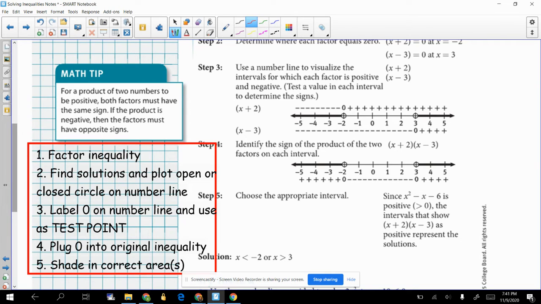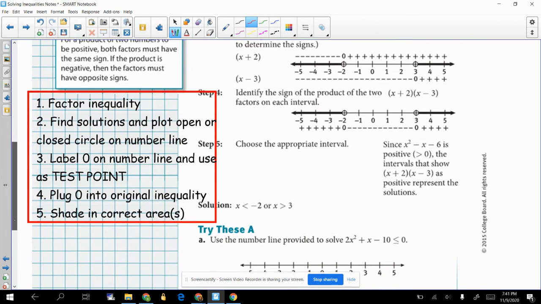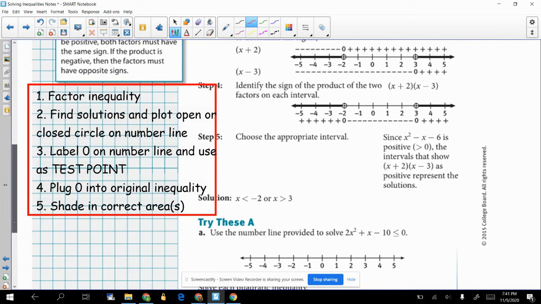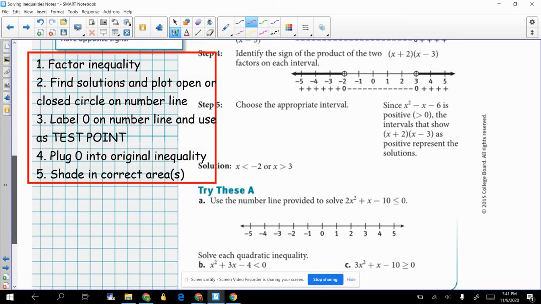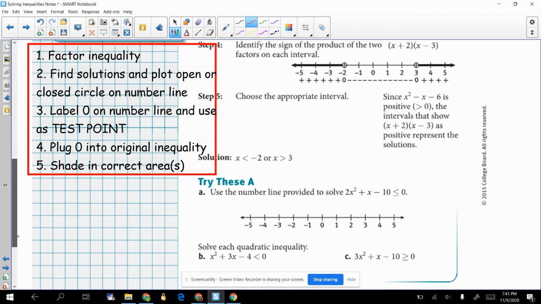And step 3 is where I'm going to differ just a little bit. Instead of using the signs that they do, we're just going to test a point. So if you look at what's in this little red box over here, you may want to jot these down. Step 1, we're going to factor the inequality. Step 2, we're going to find solutions and plot open or closed circles on the number line. So those are still pretty similar. But step 3, we're going to label 0 on a number line and use a test point, and then plug 0 into the original inequality and shade in the correct areas.